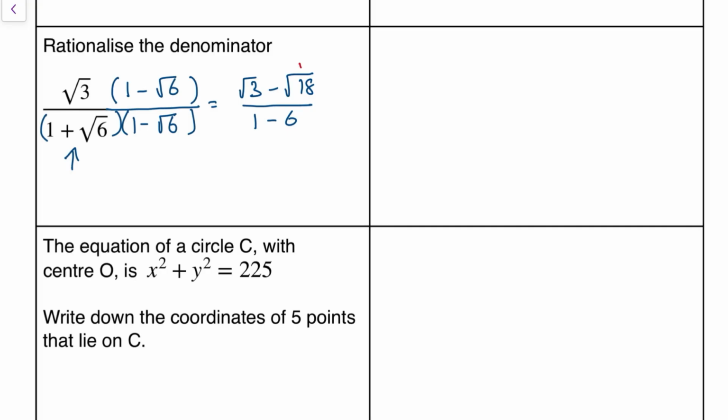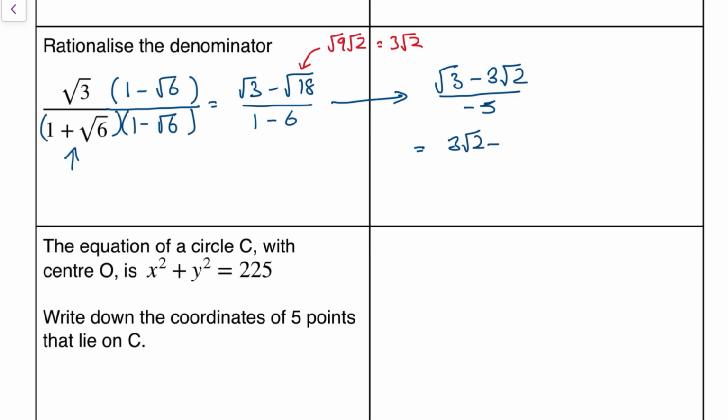Now I'm going to simplify root 18. So root 18 is root 9 times root 2, so that's 3 root 2. So in other words, this all together is going to give me root 3 minus 3 root 2, and divide all that by minus 5, which I could also write as 3 root 2 minus root 3 divided by 5. In other words, I switch the minuses around. That's it. Yeah, good question.